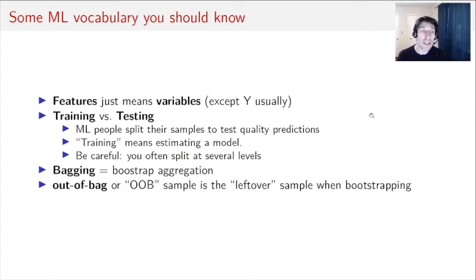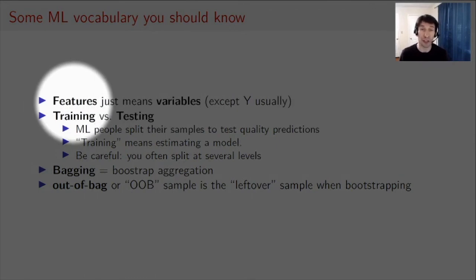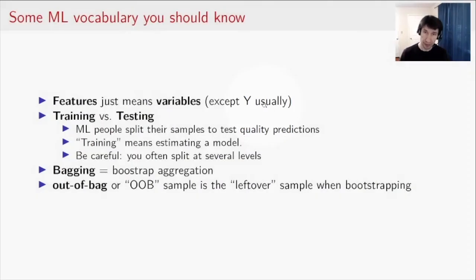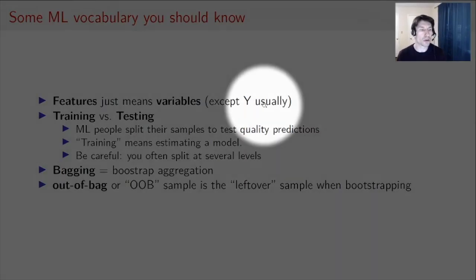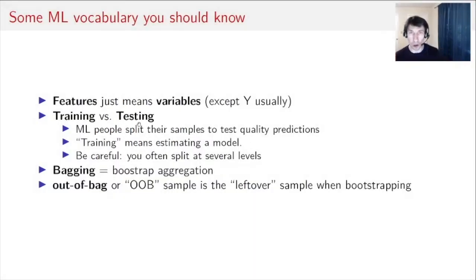So some machine learning vocabulary that you should be familiar with. First thing is, when we say variable, the machine learning people usually say features, except for the y variable. The y variable is usually not called a feature, but all of the covariates are called features. The second thing you should be familiar with is this notion of training versus testing. I didn't use this at all in either this lecture or the previous lecture, because in fact, it's not necessary for explaining how the models work. However, the mechanics of how you do predictions usually involve splitting your sample into a training sample and a testing sample. This is what most machine learning people do.